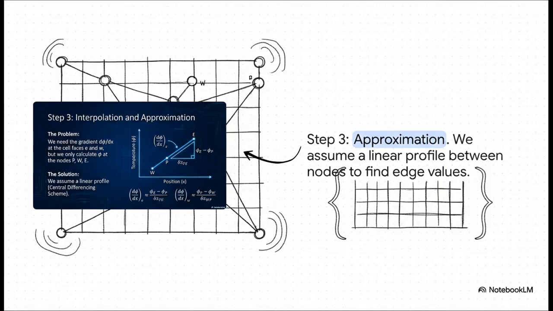Okay, so here's where we have to be a little clever. Our flux balance equation needs to know what the heat flow is right at the edges of our volume, at face E and face W. But we only actually know the temperatures at the center of our nodes, P, W, and E. So what do we do? We make a very smart, very reasonable assumption. We just assume the temperature changes in a straight line between the nodes. This simple linear approximation is the key that unlocks the whole problem and makes it solvable.